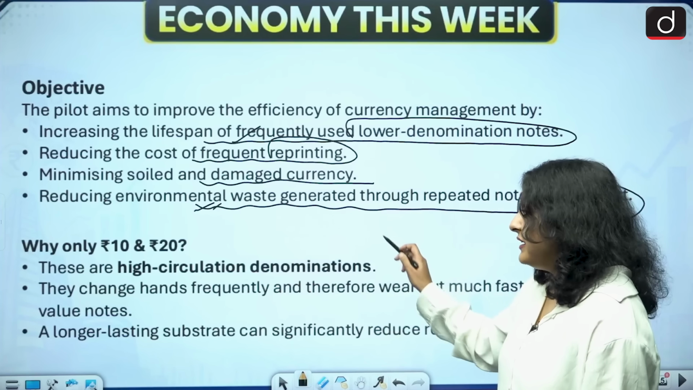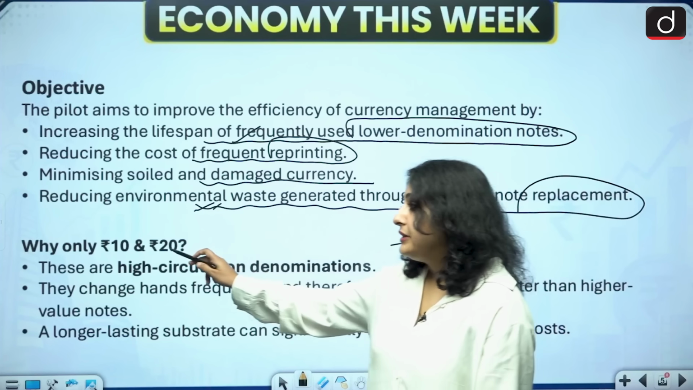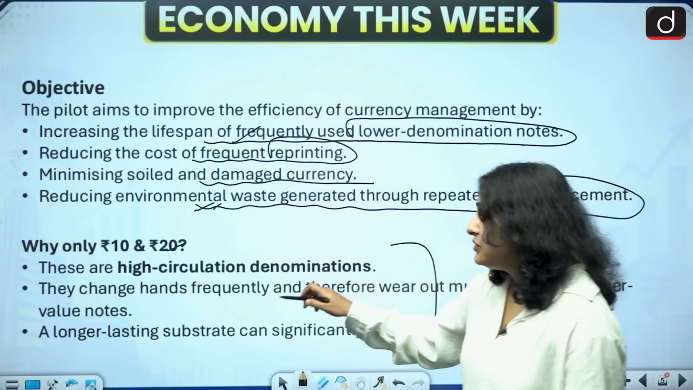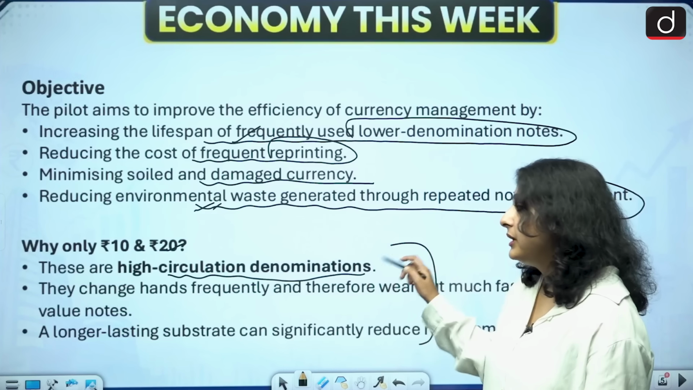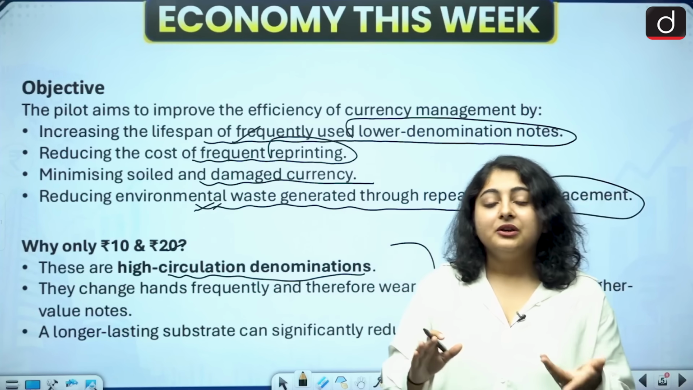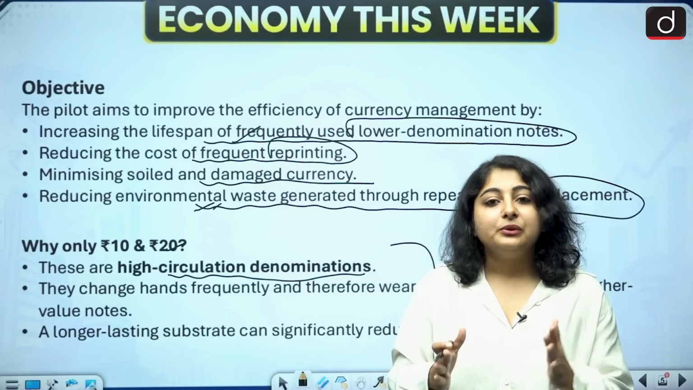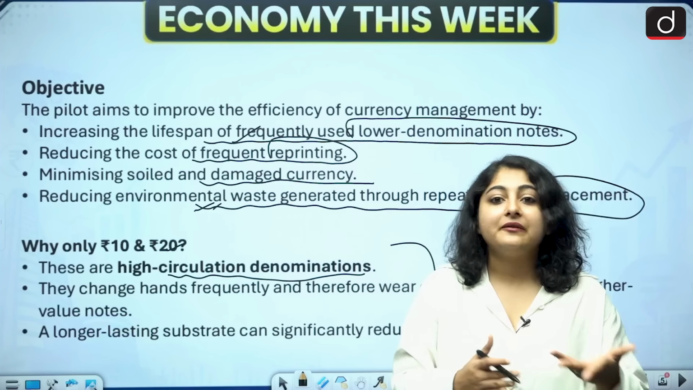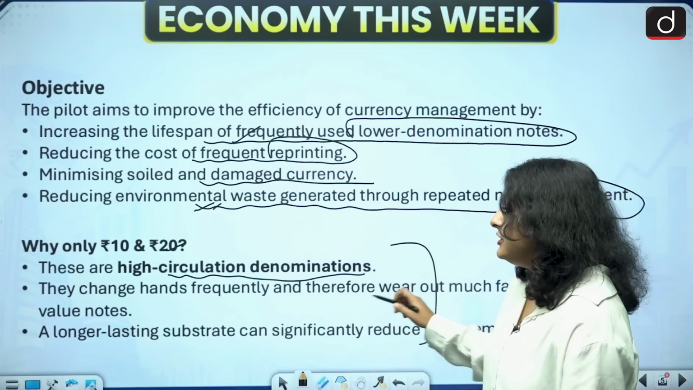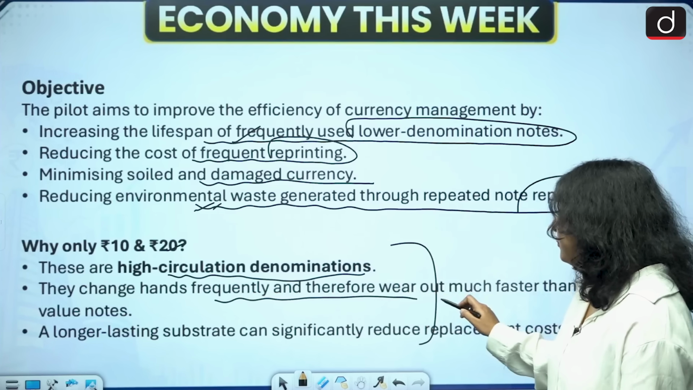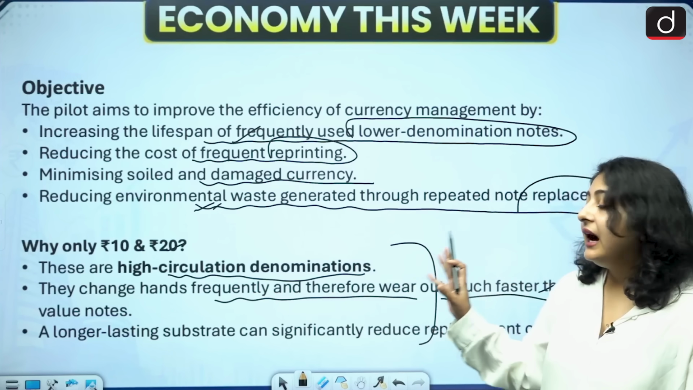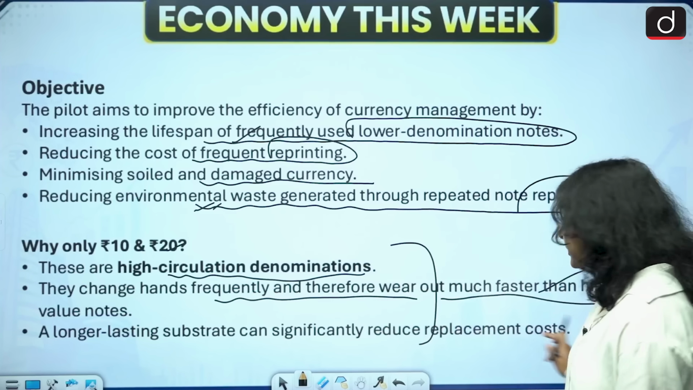Now I have explained the reason why we have chosen 10 rupees and 20 rupees notes, because these notes are in very high circulation. People use them more frequently. You don't think much while spending 10 rupees or 20 rupees notes, but you will think 10 times before spending a 500 rupee note. They change hands frequently, and therefore they wear out much faster than the higher value notes.